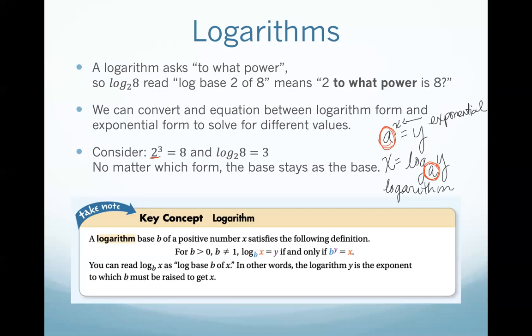Base 2 raised to the third power, log base 2 of 8 is 3. Okay, and there's a little box that just explains that again. A logarithm has a base, usually denoted with a b, base b, of a positive number x satisfies the following definition. If b is positive and not equal to 1, so the same rules that we had for exponential functions, then log base b of x is y if and only if, that means every single time this is true, b to the y power equals x. And that's how we can see that a logarithm is the inverse, the opposite of an exponential function.